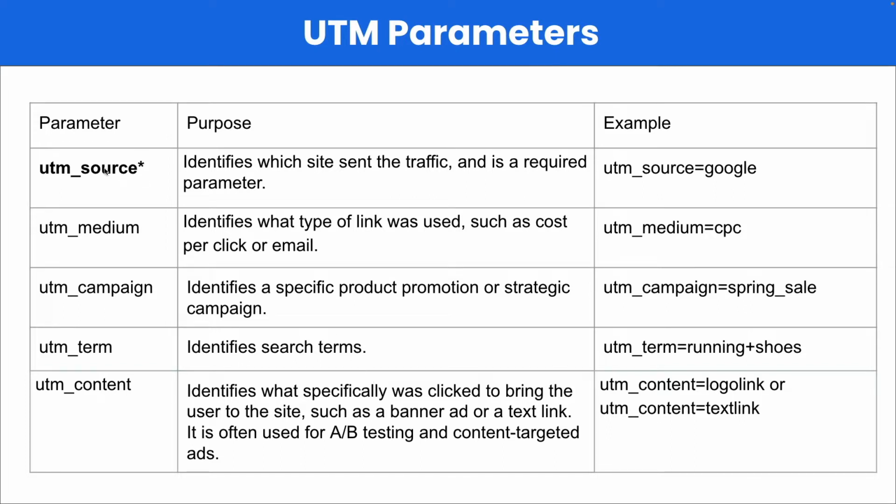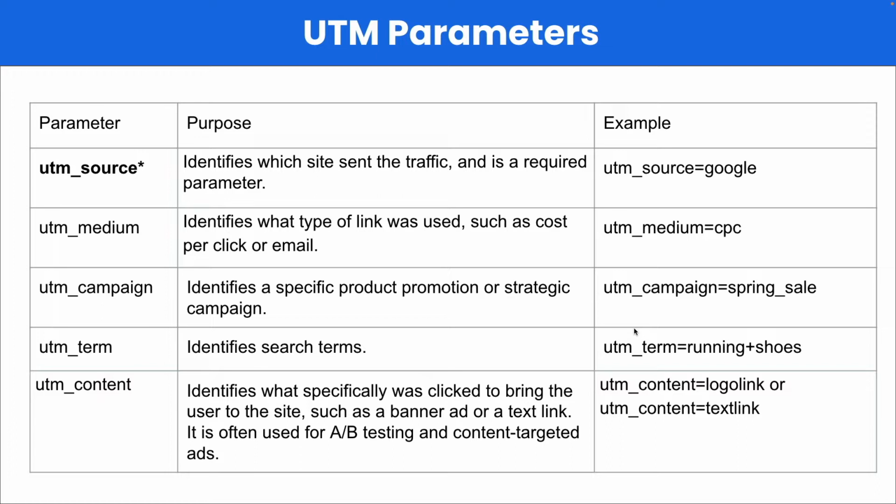UTM source is a required parameter, and for instance, it can be Google. UTM medium is also very important because Google Analytics uses UTM medium to identify traffic type and break down traffic by a particular category. UTM campaign is our product promotion or strategic campaign. Quite often here we name our current sale and so on.